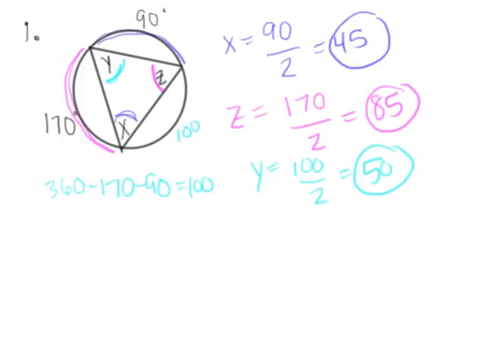I can further check myself because 45 plus 85 plus 50 all add to equal 180, and that is the sum of the angles in that triangle. So I could have just taken the first 2 values here, 45 plus 85, and subtracted it and gotten 50 for that other piece.